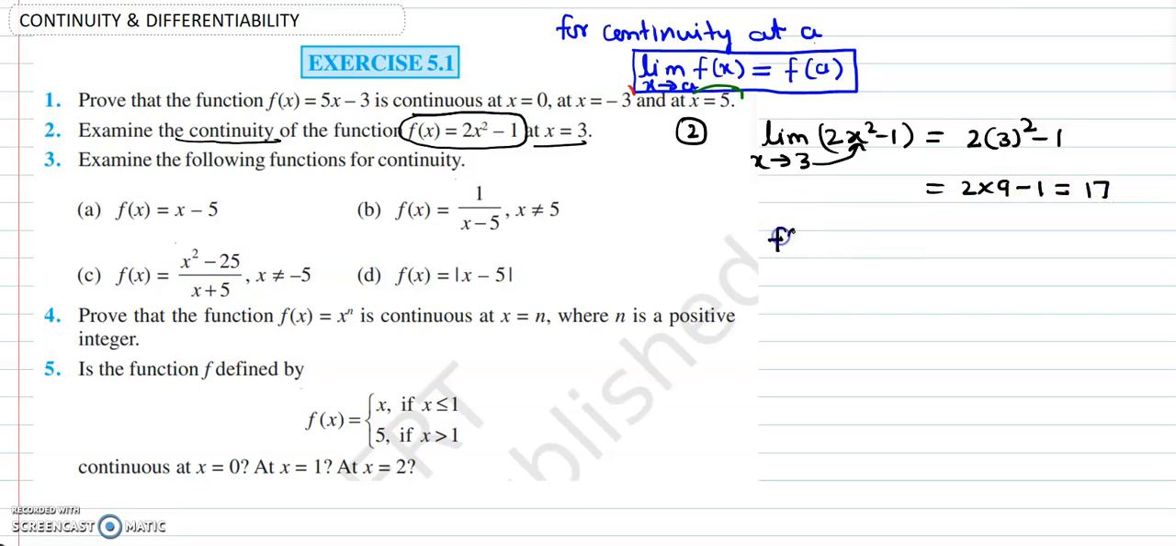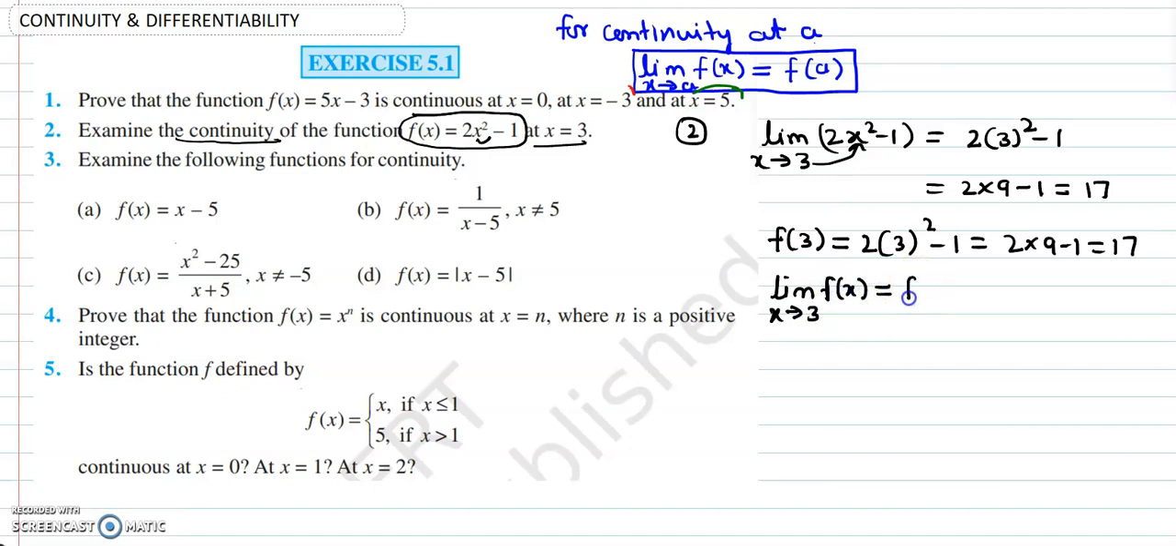Now function's value at 3, so you have to simply put x equals to 3 here. Okay, so 2 into 3 square minus 1, it will come out 2 into 9 minus 1, that is equals to 17. So again here limit x approaching 3 of the given function f of x is equals to function's value at 3, that is equals to 17. Hence you can write the function is continuous at x equals to 3.